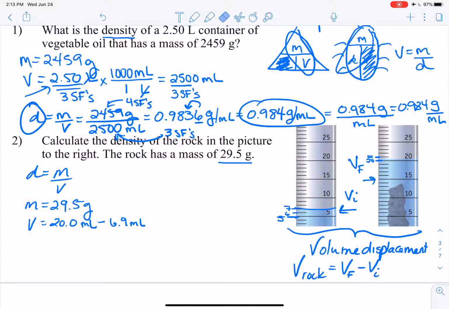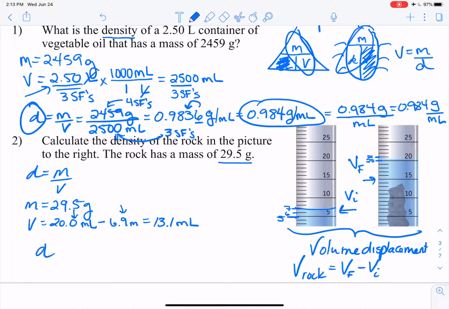Yes, because the 6 is certain, but whatever is behind the decimal, that's where we've got some wiggle room. So we do 20.0 minus 6.9, and using the rules for addition and subtraction for sig figs, we are going to finish our answer in the tenths column, because this goes to the tenths and that goes to the tenths, and that gives us 13.1 milliliters. So now we can just plug and chug.